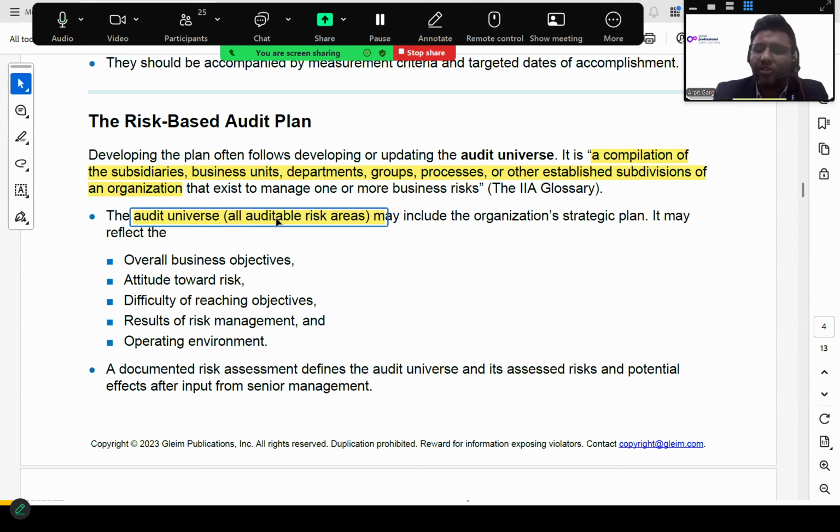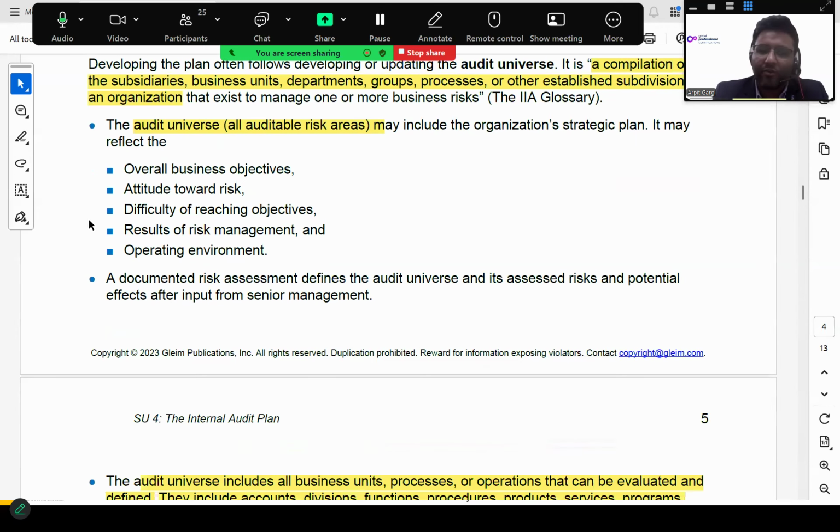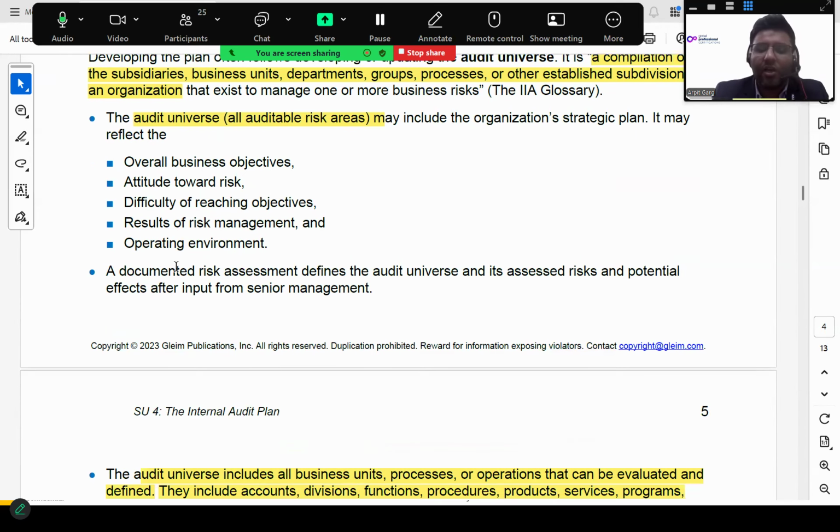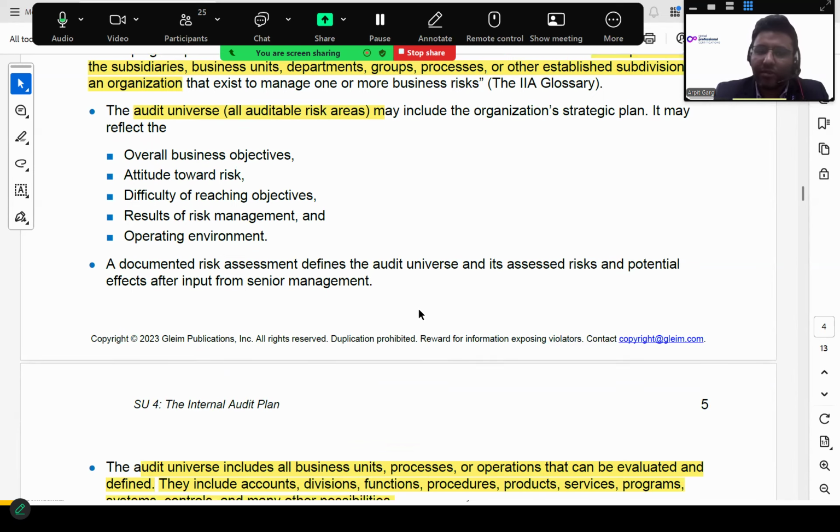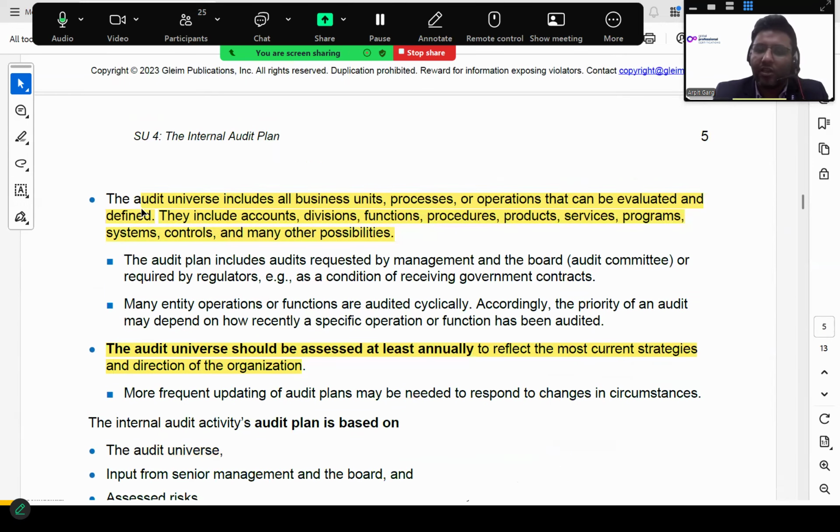It's basically all auditable risk areas that may include the organization's strategic plan. It may reflect the organization's business objectives, attitude toward risk, difficulty of reaching objectives, results of risk management, operating environment. Just read it, nothing critical here, people. A documented risk assessment defines the audit universe and its assessed risk and potential effect after input from senior management. The audit universe includes what? Again, can you all read it, everyone?